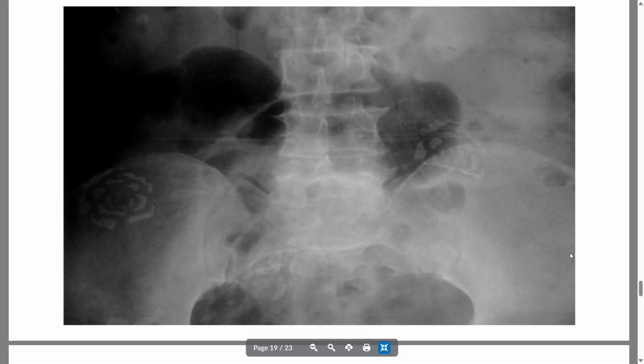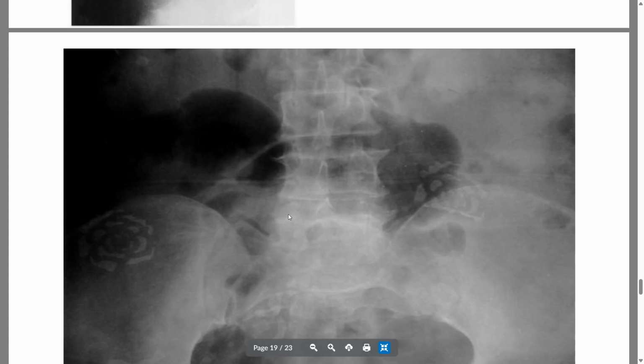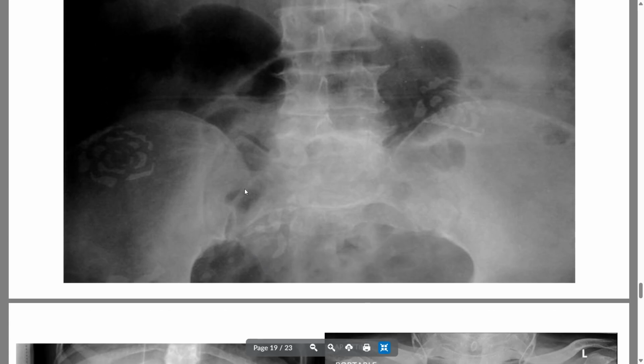This one's not a metallic artifact, but sometimes when you have printed things on clothing, you can also have those show up. This person just had decals of flowers, roses on their pants, so we see those everywhere, and they're impacting our ability to read, especially over the sacrum, where you have some bowel gas and things like that that can occlude that area in general already.